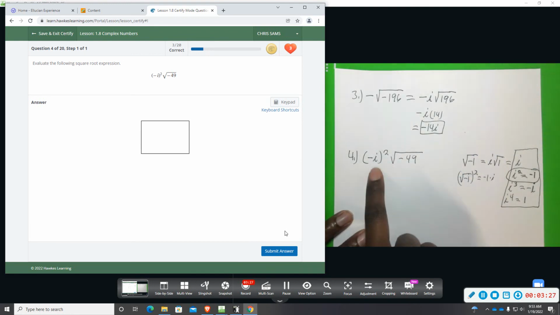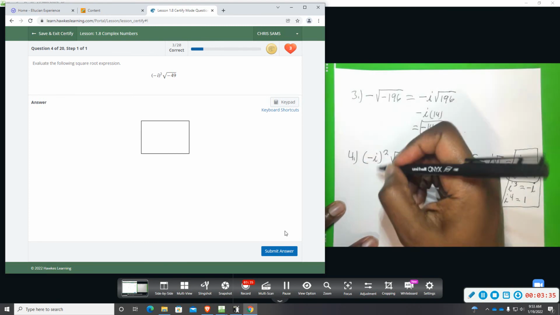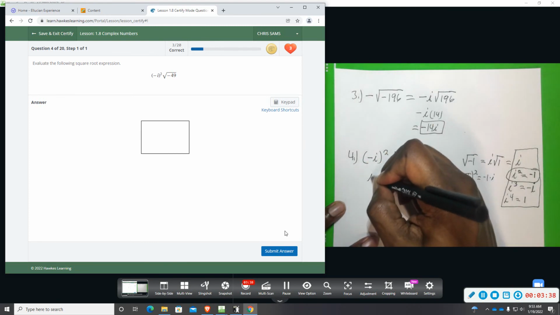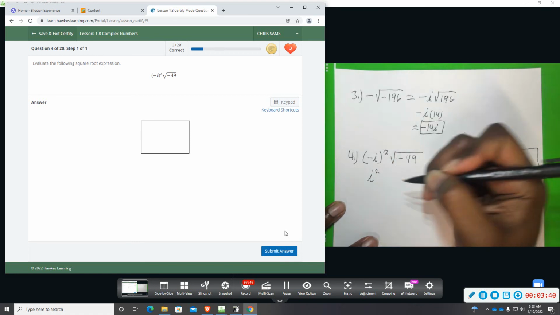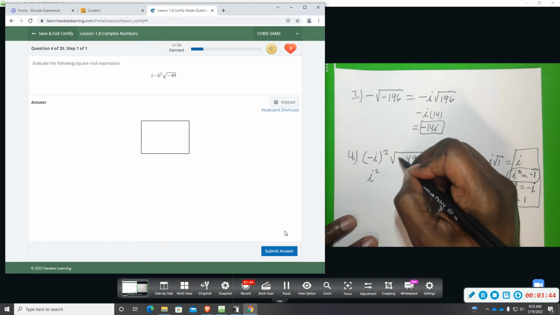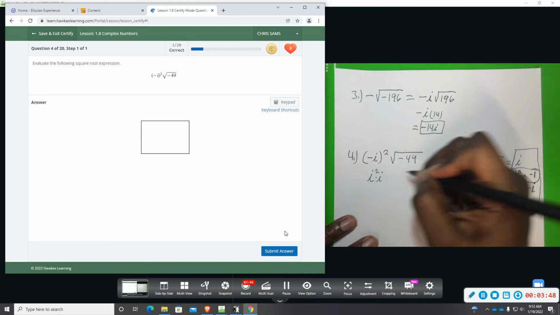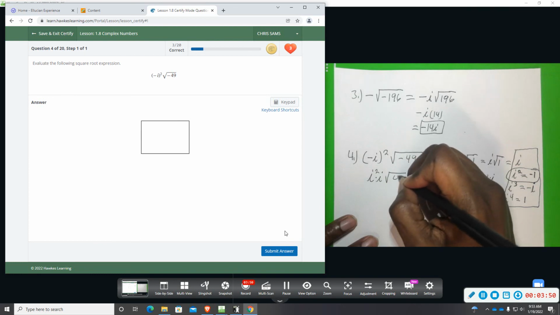So right here, we have a negative I squared. So we're going to do negative times a negative. It's going to be a positive, and then we'll write this as I squared. So all together, this becomes a positive I squared. And then there's going to be an I come out of here. And then we have a square root of 49.